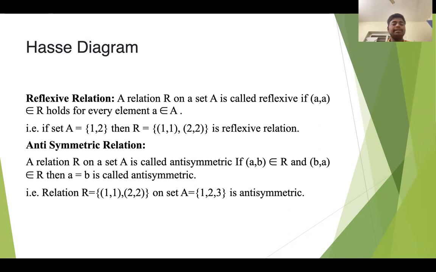Antisymmetric relation. A relation R on a set A is called antisymmetric if (a, b) belongs to R and (b, a) belongs to R, then a equals b. That means relation R = {(1, 1), (2, 2)} on set A = {1, 2, 3} is antisymmetric.